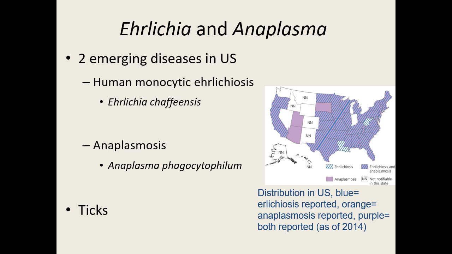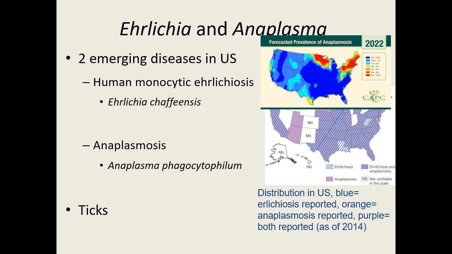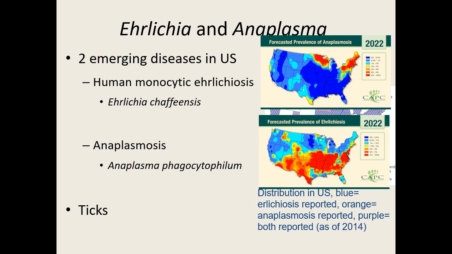I didn't like this map because it's from 2014, and I was looking for more updates this morning. So I was trying to find a couple more maps. This one shows the forecasted prevalence of anaplasmosis and ehrlichiosis. There are quite a few cases of anaplasmosis here in Wisconsin. I guess that's the number two reportable tick-borne disease. So at some point in your career, you'll probably have a patient that has anaplasmosis. Ehrlichiosis, we have some cases here in Wisconsin.